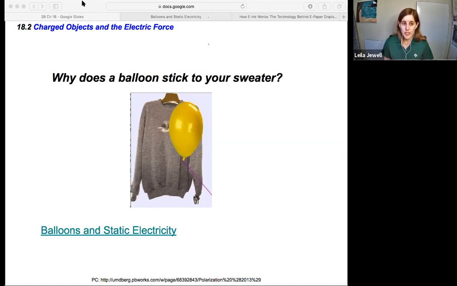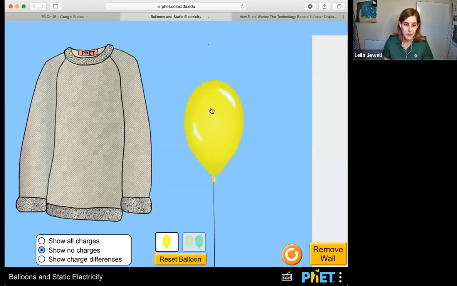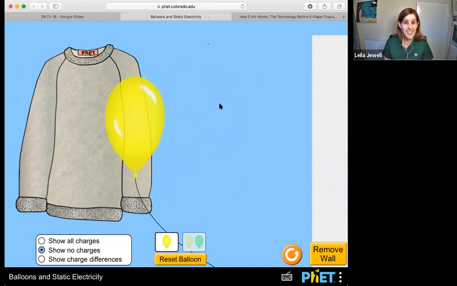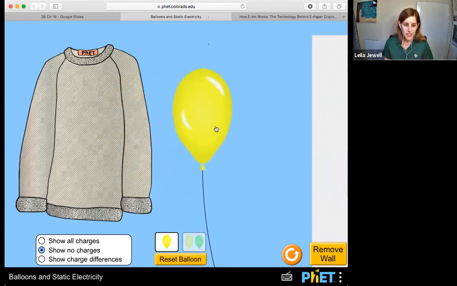And I'm hoping this is something you have experienced, right? So we have a balloon that I can move around, very nice fuzzy sweater over here. And so if I rub the balloon on the sweater, then if I return the balloon, notice now it's drawn to the sweater. It sticks to the sweater. So why? What is going on here?